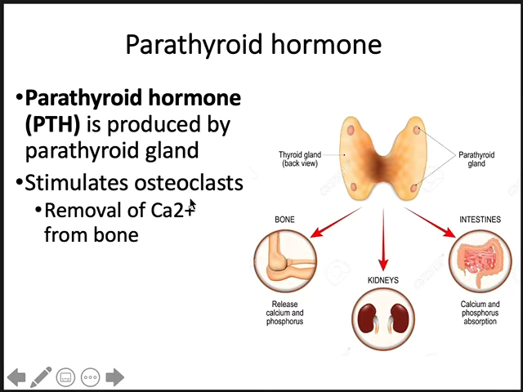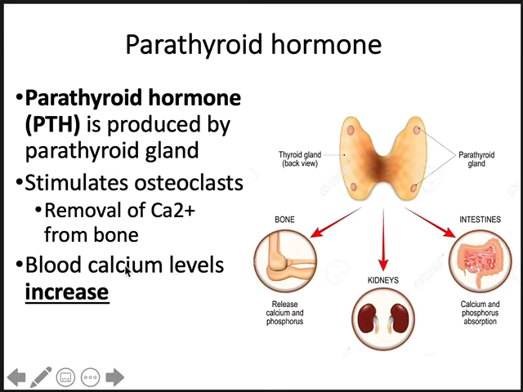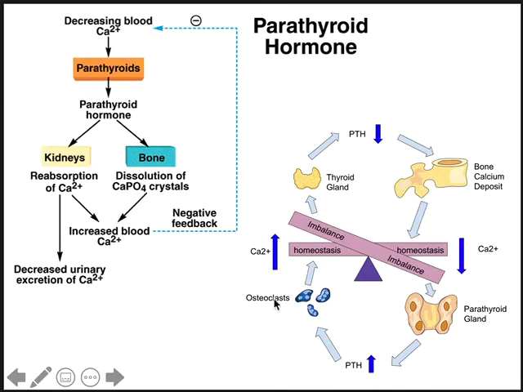So this is going to stimulate osteoclasts to remove calcium from the bone. It's going to increase your blood calcium levels. Okay, but it's also going to tell the kidneys to reabsorb calcium and the intestines to absorb calcium as well. Your book has this because we've really been trying to teach you guys negative feedback loops. You should definitely know this. But another way to look at this is in this diagram. Okay, so we'll start with the one in your book and then we'll move over here.